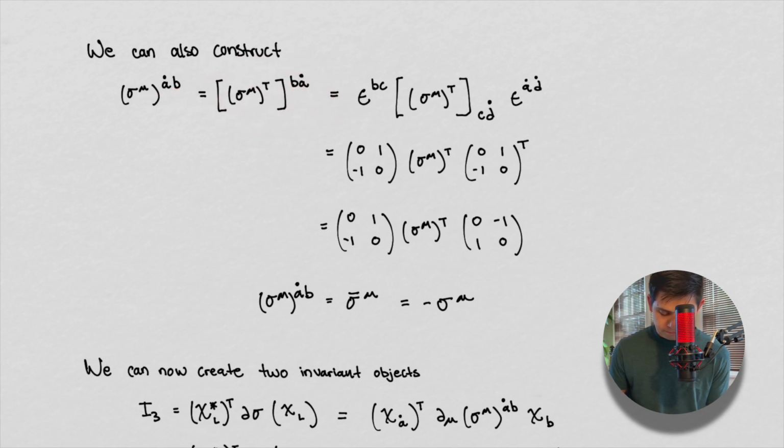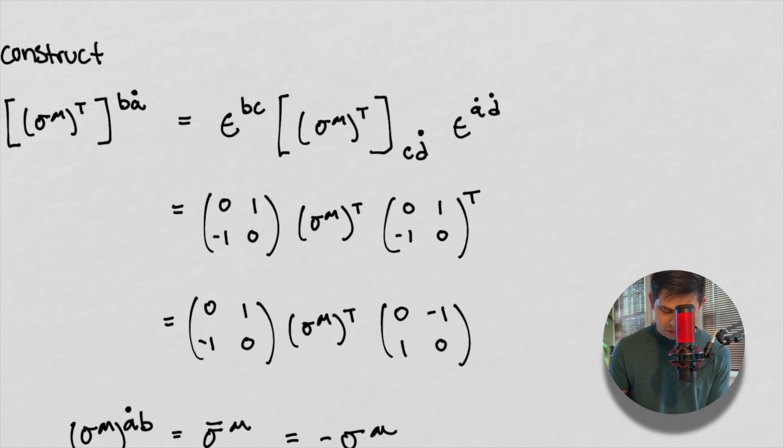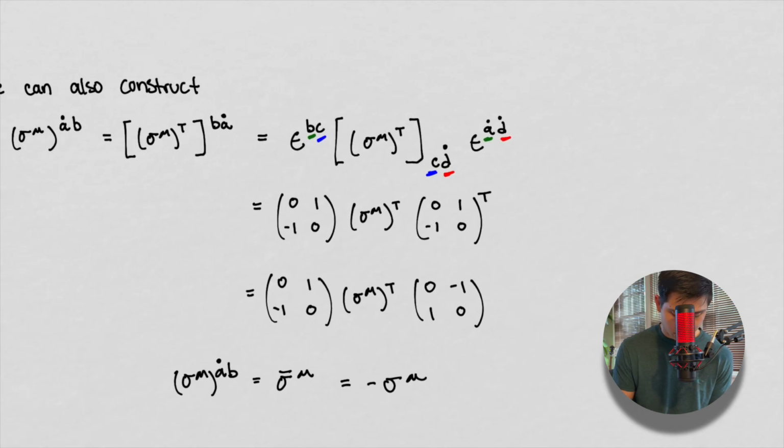So we can actually multiply. So we take this guy here. If we want this guy to be invariant, we can multiply it on both sides by our spinor metric, right? So this D here and this D here match. This C here and this C here match. And so what's left is B upstairs and A dot upstairs. That's why we can do this.